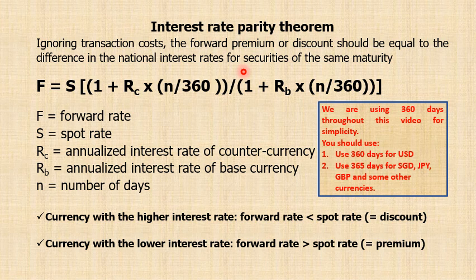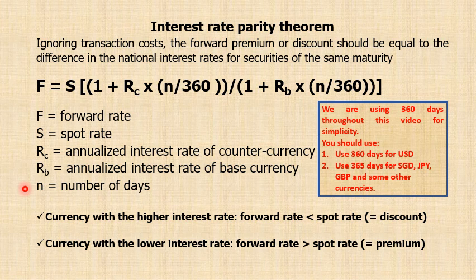According to the IRP theorem, the relationship between the spot rate and the forward rate is as follows. Forward rate F is equal to the spot rate S multiplied by (1 + RC × n/360) divided by (1 + RB × n/360), where RC is the interest rate of the counter currency and RB is the interest rate of the base currency. N is the number of days for which the forward rate is being calculated.